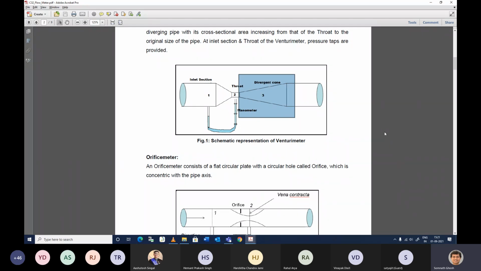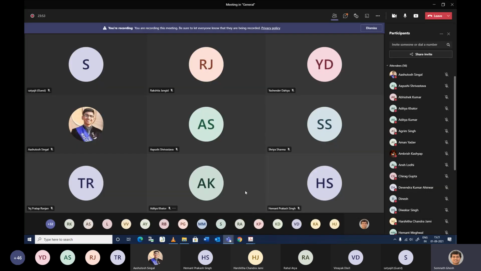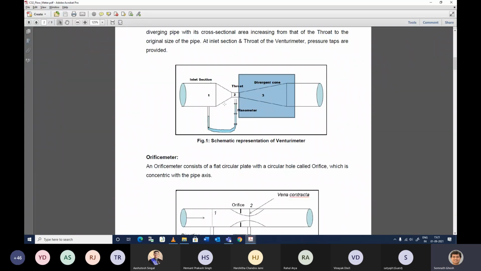Why? I mean, why are they not equal? If you know the answer, you can tell. Otherwise, you can think, and I will let you know later. Does anyone have a random guess about why the converging section and the diverging section do not have the same length? Why is it different in the conventional Venturi meter?